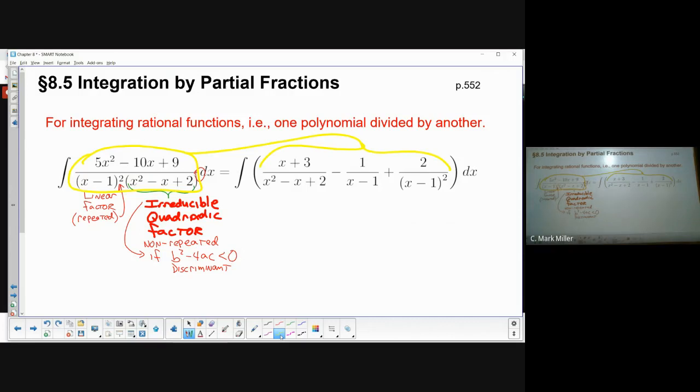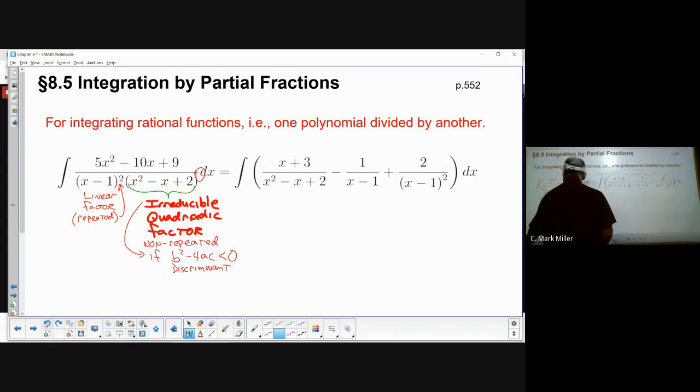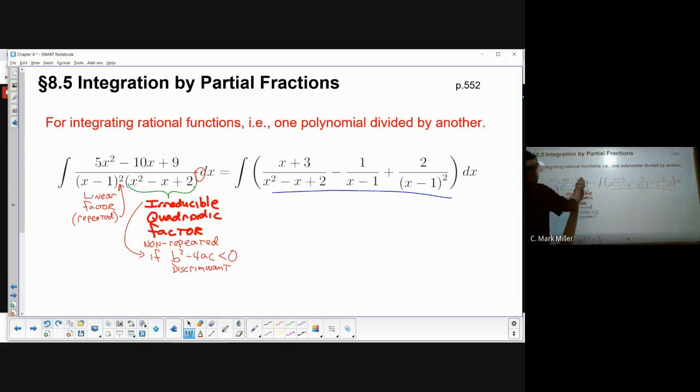Now, why do we want to do that even? It's nice that those two are equal, and it turns out they are. In other words, if you added all these rational expressions together, you would get this on the left. Why do we want to do that? Because we know how to integrate these, and we don't know how to integrate that.